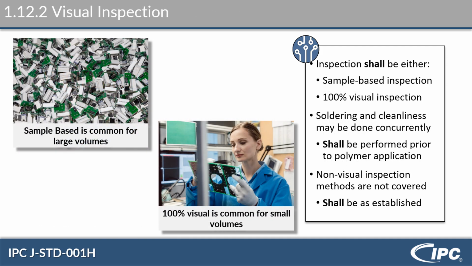Visual inspection, so this is when you're looking at something to make sure it's okay. Sample-based is common for large volumes. You see there's hundreds of these things, and you don't want to go through every one necessarily. Inspection shall be either sample based or 100% visual inspection.